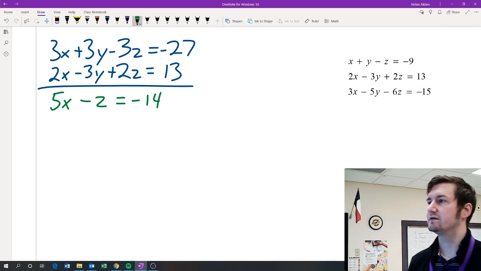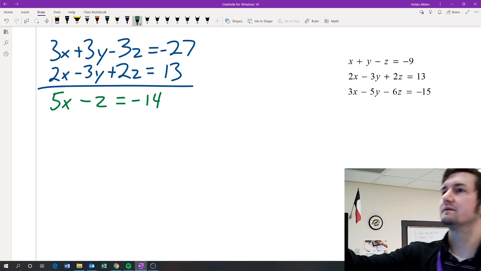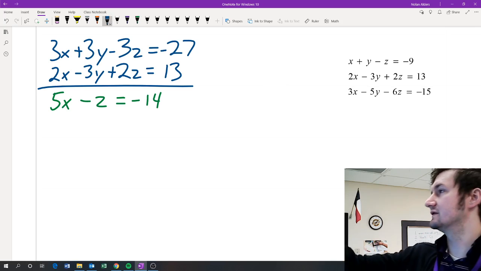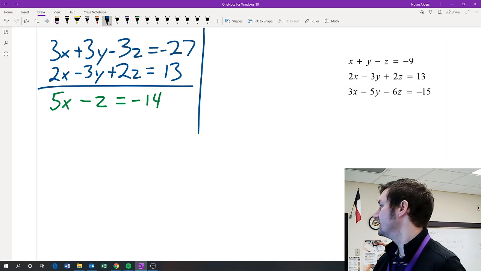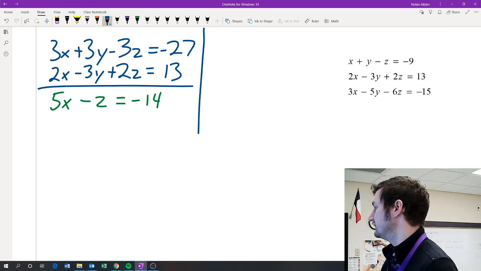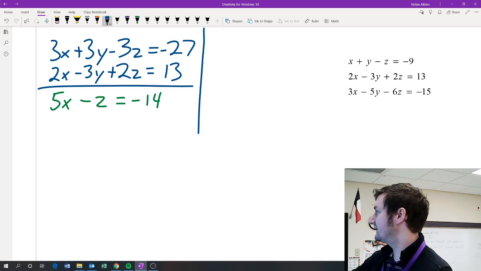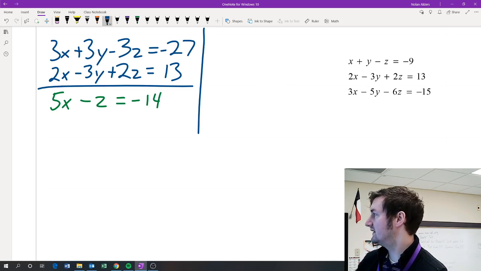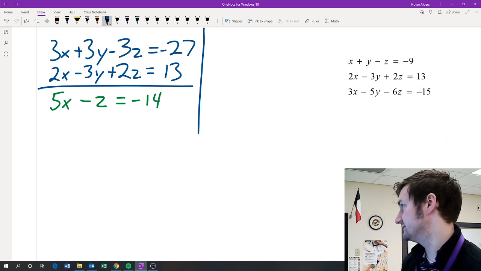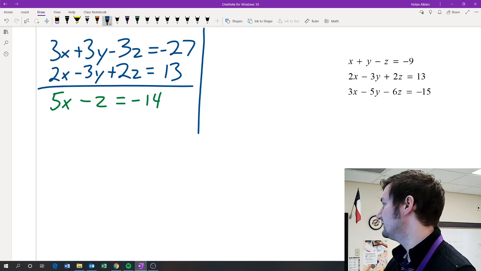Now let's do this whole process again. We're going to do this whole process again with the first equation and the last equation. So we see if we multiply that first equation by 5, that we can cancel the y's again with the first equation and the last equation. So let's do that. We're going to multiply the top equation by 5.